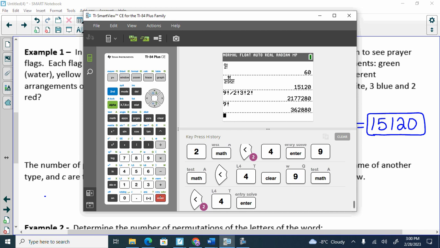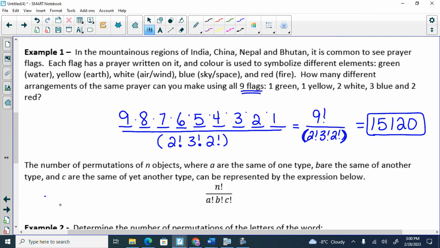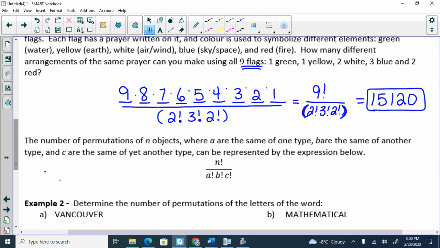If you forget to divide by the repetitions, do you think they'll have that answer there on the test? Yes, they absolutely will. If you forget to divide by the factorials, the answer will be there. So this here says the number of permutations of n objects where A are the same of one type, B are the same of another, C are the same of yet another type can be written in this expression. So what do you do? You treat the top like it's totally different, and then divide by the factorials at the bottom.